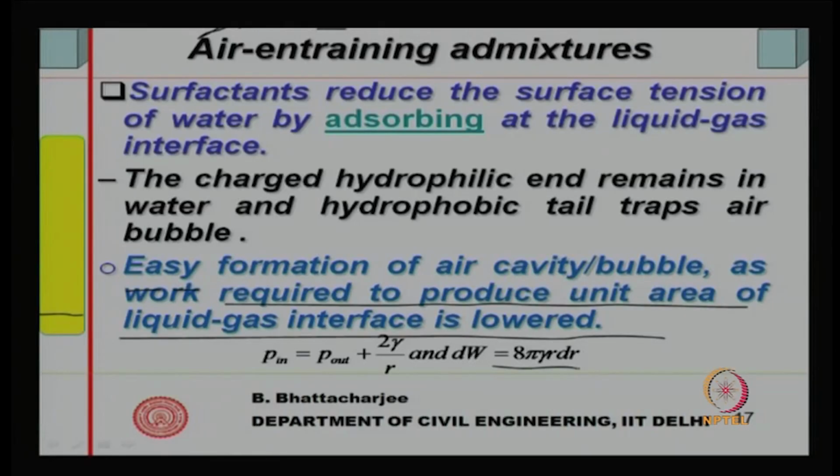So, pressure. If the surface tension is reduced, less work is required to maintain the surface. In fact, this will also get reduced. Therefore, outside pressure P out equals inside pressure, so this itself will get reduced. The possibility of bubble formation actually increases. So, there is easy formation of air cavity or bubbles, as the work required to produce unit area of liquid gas interface is lowered when surface tension is low.